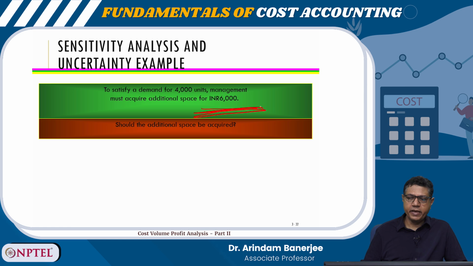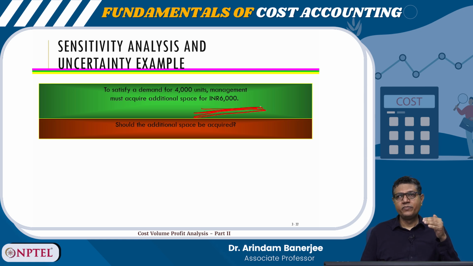Should the additional space be acquired? So, this is another decision. First decision we have seen what? Whether to go for ad or whether to go for reduction of selling price. So, we have seen that if they go for ad, then the operating income is increasing, contribution is increasing. If they go for reduction in price, the contribution is decreasing, but demand is not increasing at that pace. So, overall profitability is falling.